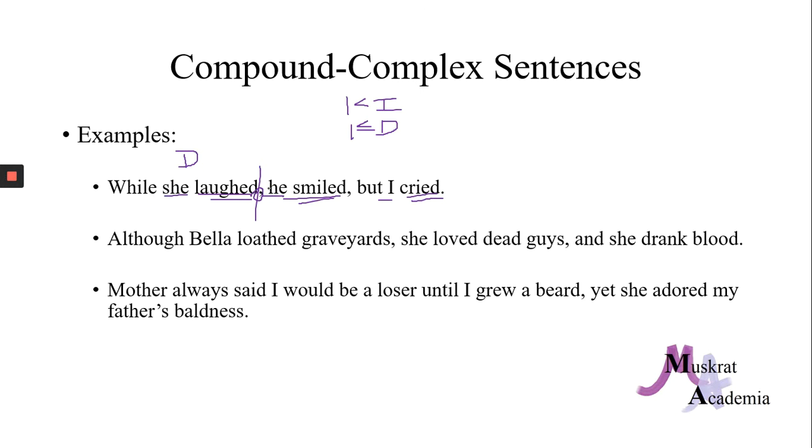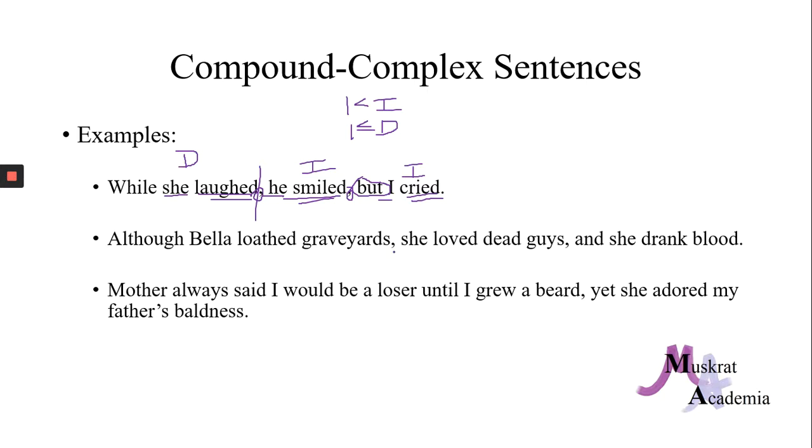So while she laughed is dependent. He smiled, comma, conjunction, right? Again, a comma and then a conjunction usually tells you it's a stop sign. You really need to stop and look around. He smiled is independent, but I cried is independent. Independent, dependent, independent: compound-complex.